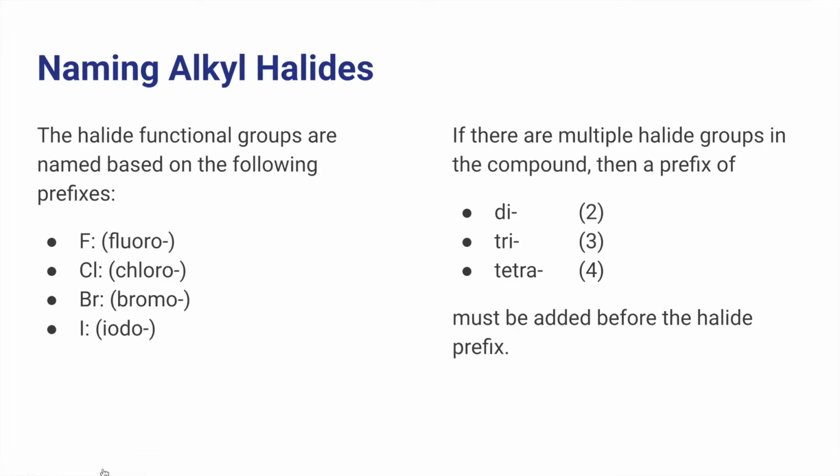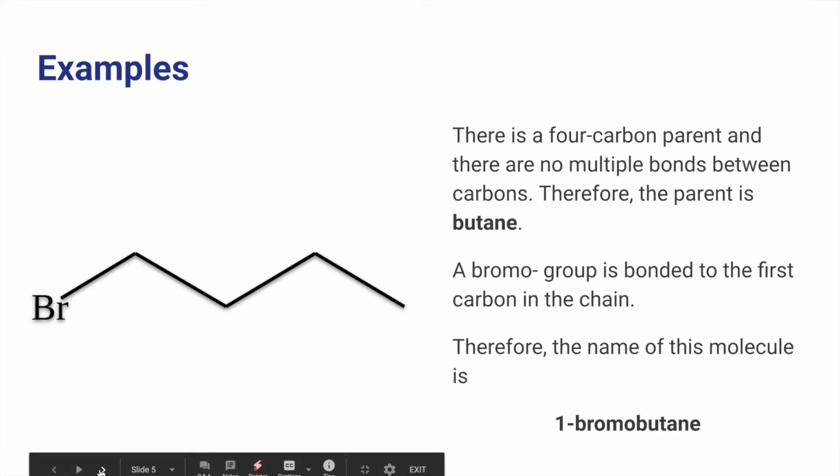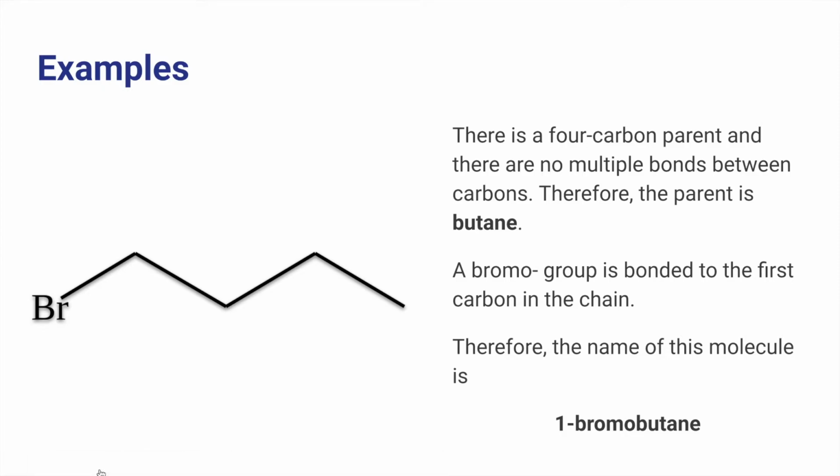When we name them, the halide functional groups get prefixes based on their name. So F becomes fluoro, chlorine becomes chloro, bromine becomes bromo, and iodine becomes iodo. If we have multiples of them, then they get the prefixes di, tri, and tetra based on whether it's 2, 3, or 4, respectively, of them in the compound. So now we're going to look at a few examples of how to name these.